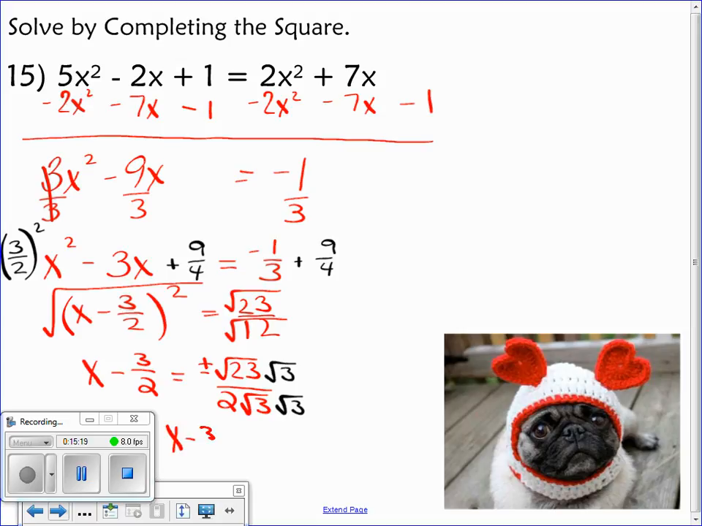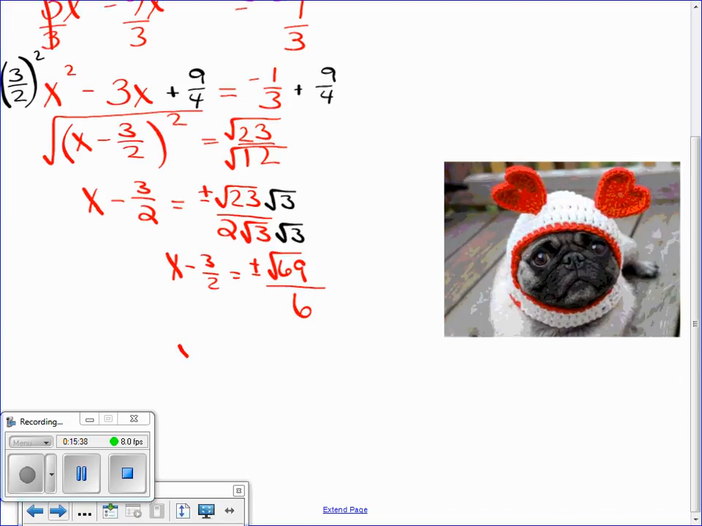So x minus 3 over 2 equals plus or minus radical 69 over what? 6. Very nice, because radical 3 times radical 3 is 3, times 2 gives me 6. And then your last step, add the 3 over 2.